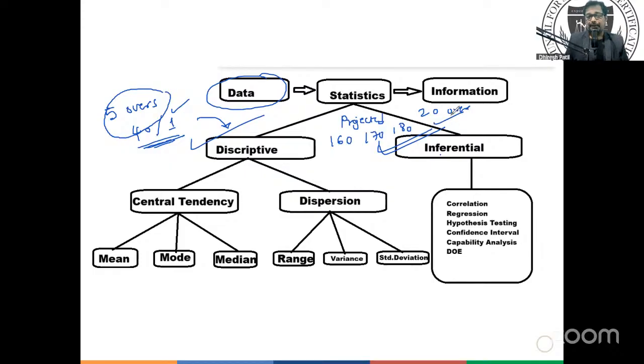Are you clear with this? Just give me a yes in the chat box. So descriptive is about the past, inferential is about the future. Descriptive is about the sample, inferential is about the population.